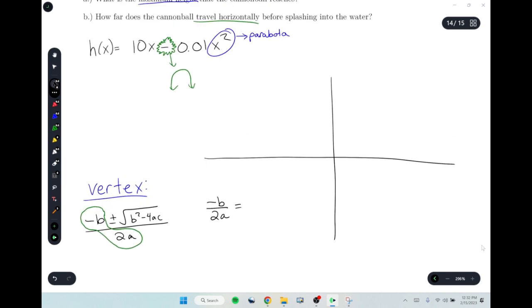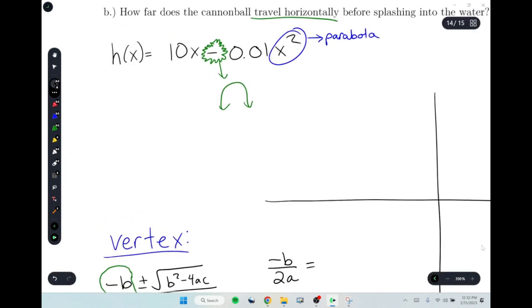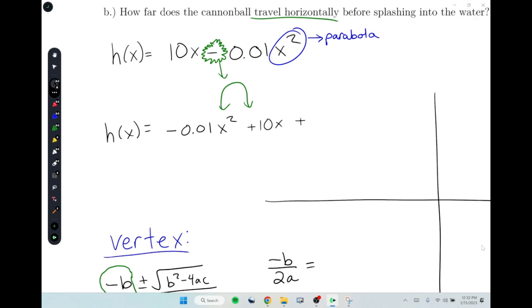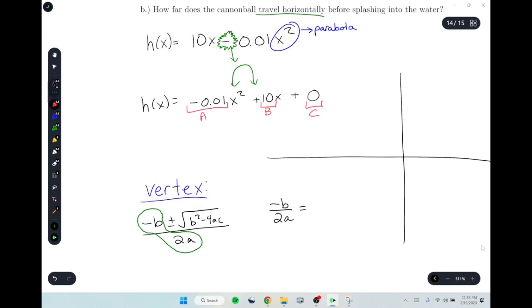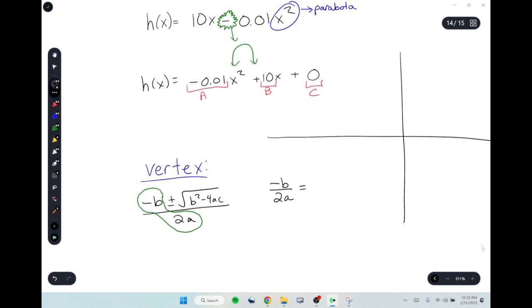Got to be super duper careful, because they flipped them on us. Technically, we should write it better: negative 0.01x squared plus 10x plus what? Then we've got an a, a b, and a c. We don't need the c for this formula. So what's our negative b over 2a? Negative 10 over 2 times the negative 0.01.